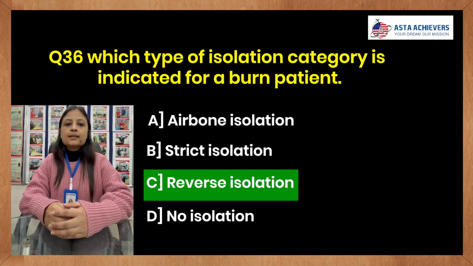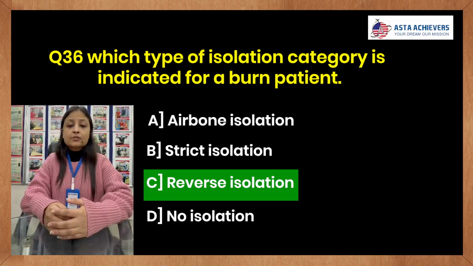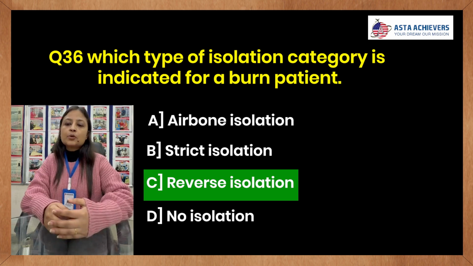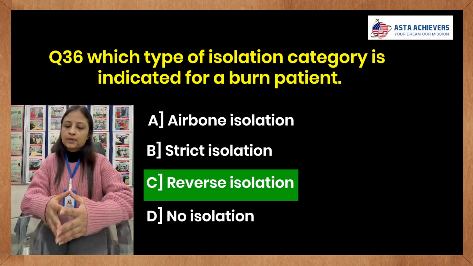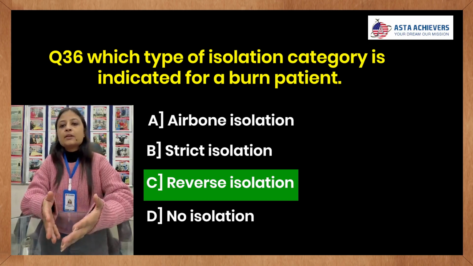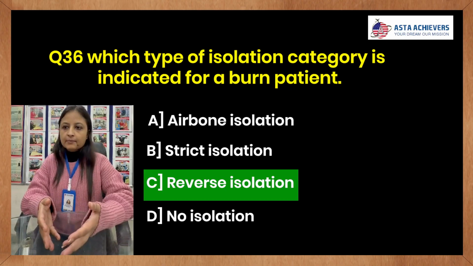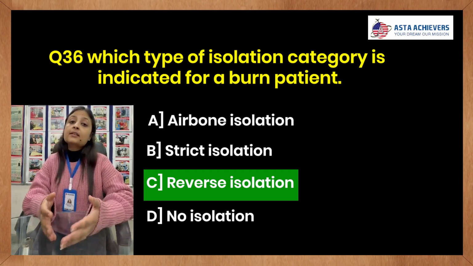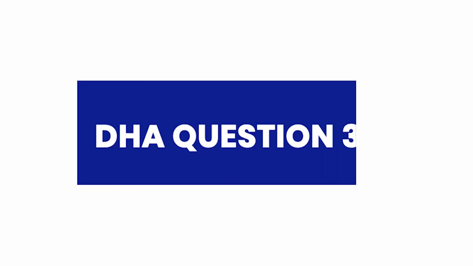So option C, reverse isolation, is the correct answer, because reverse isolation is also called protective or immunosuppressed isolation, especially for a weak immune system, in chemo patients, transplant patients, or in case of severe burns, so that we can protect the patient from the germs in the environment by using strict hygiene practices such as a PPE kit, filtered air, or restriction on visitors.